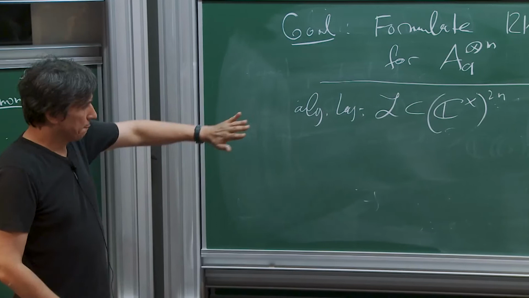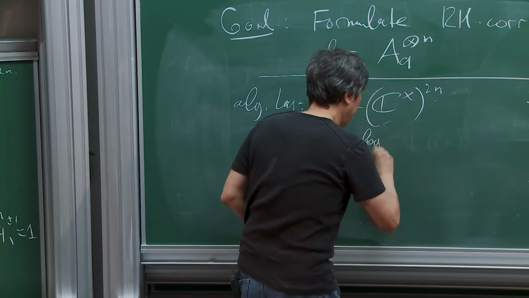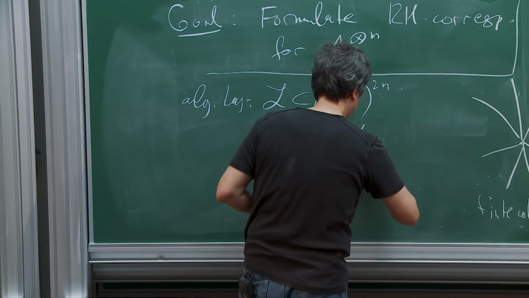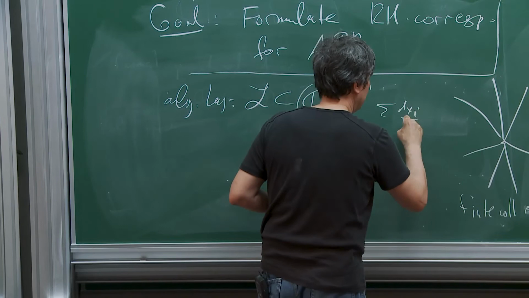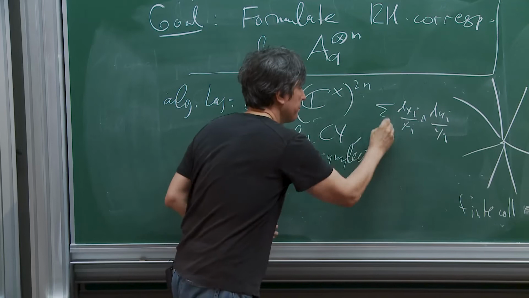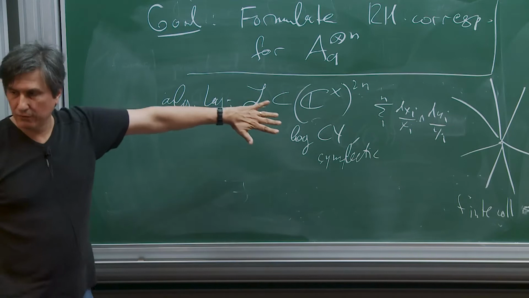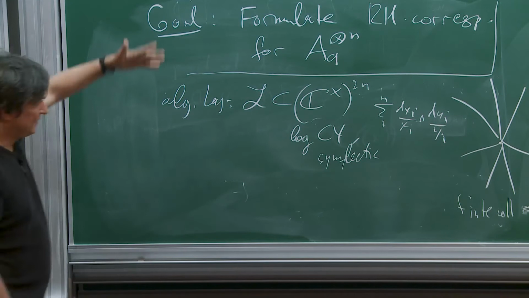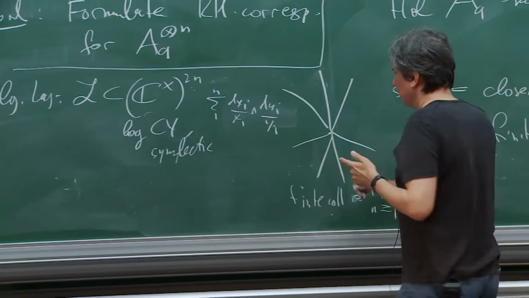this C star to power n is log Calabi-Yau. And in fact, it's log symplectic, with the form dx over x, dy over y, the standard form. You have this form. It's a log symplectic manifold. In particular, it's log Calabi-Yau. It has a volume element, and then one can see the various toric compactifications of this guy.